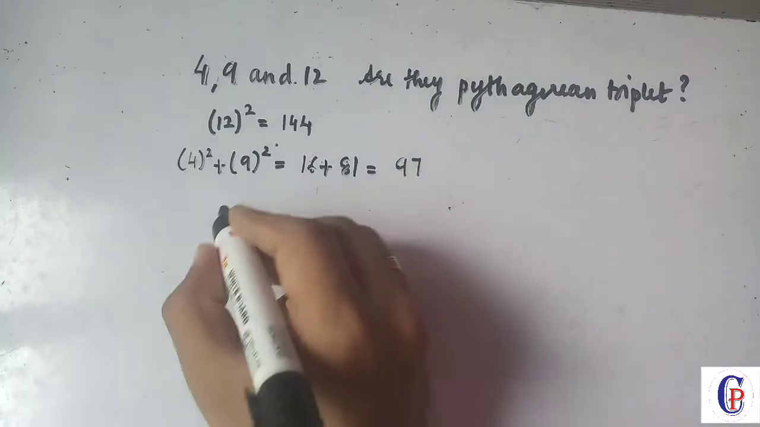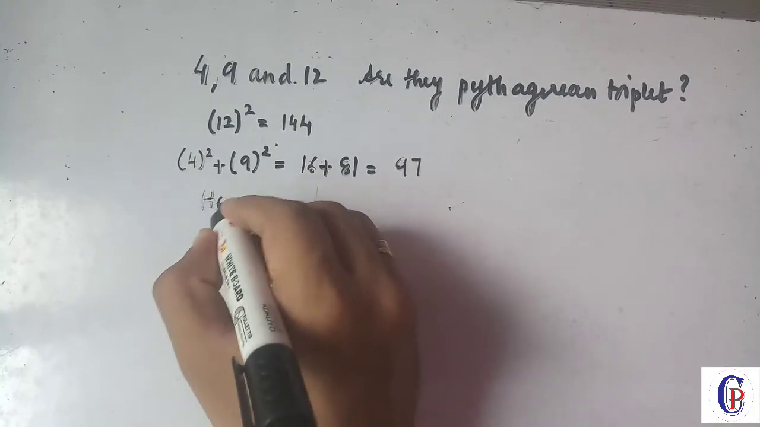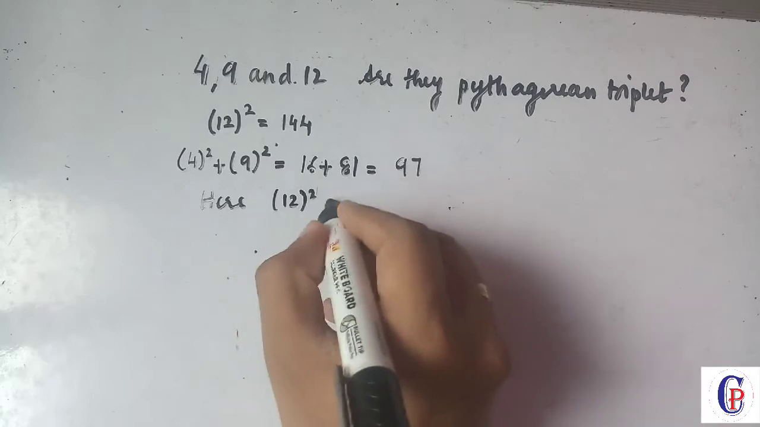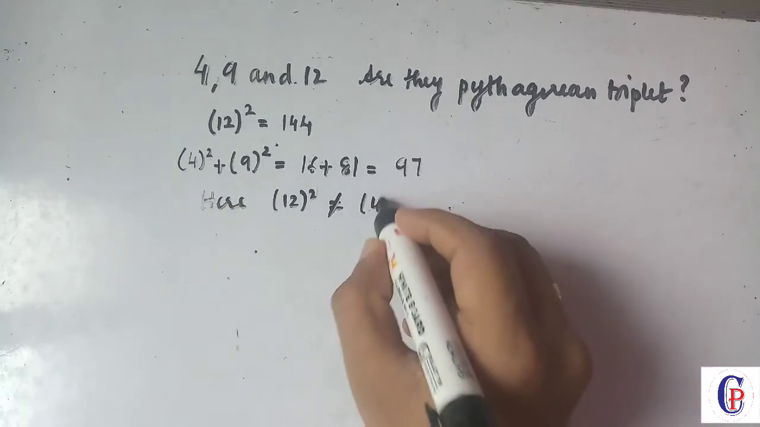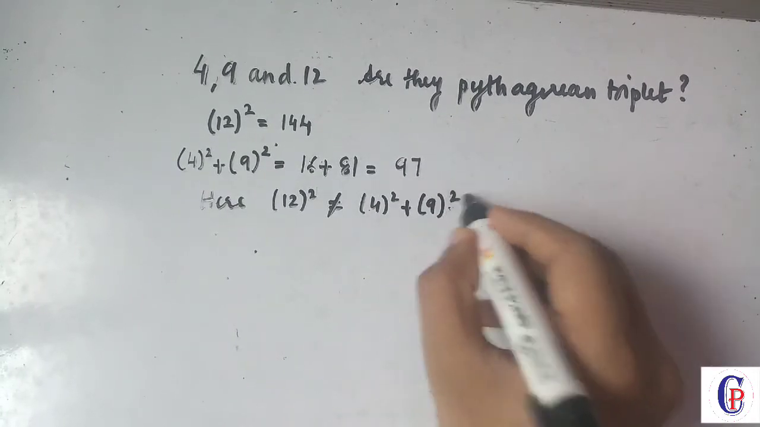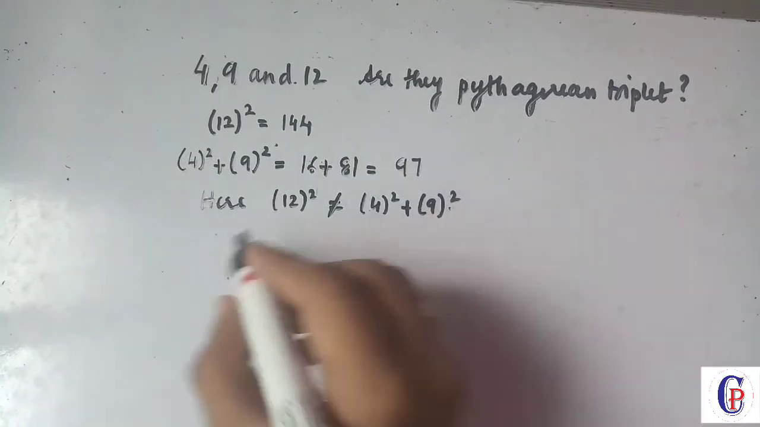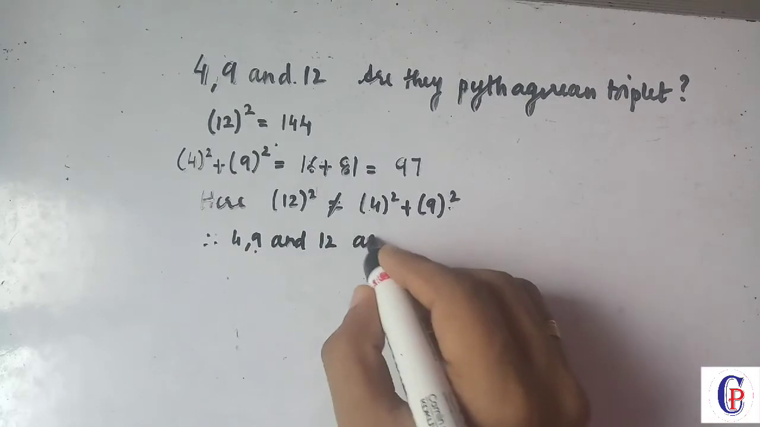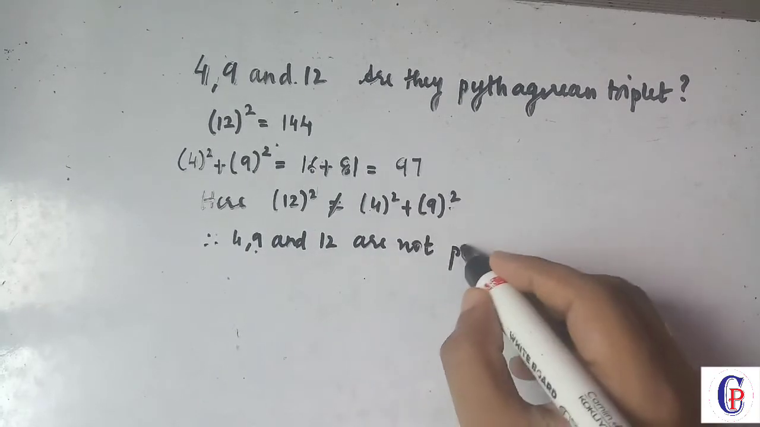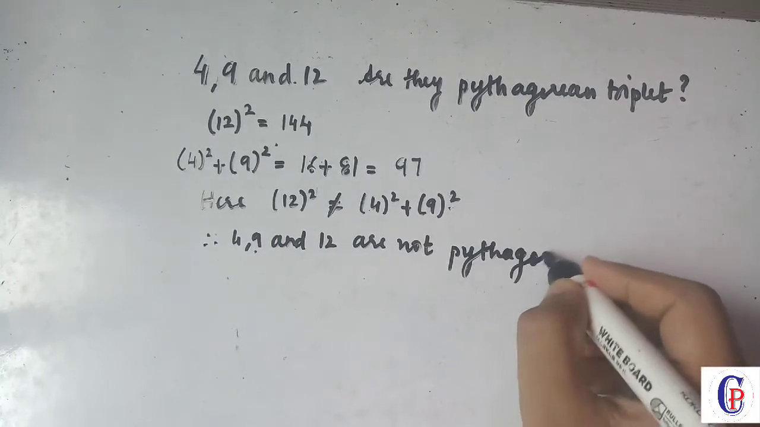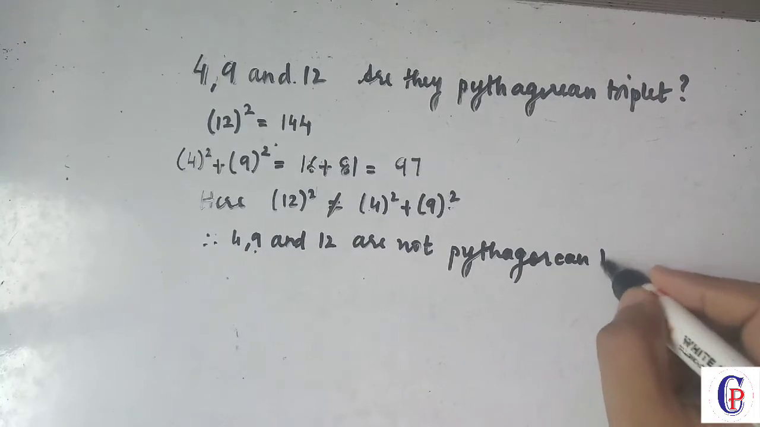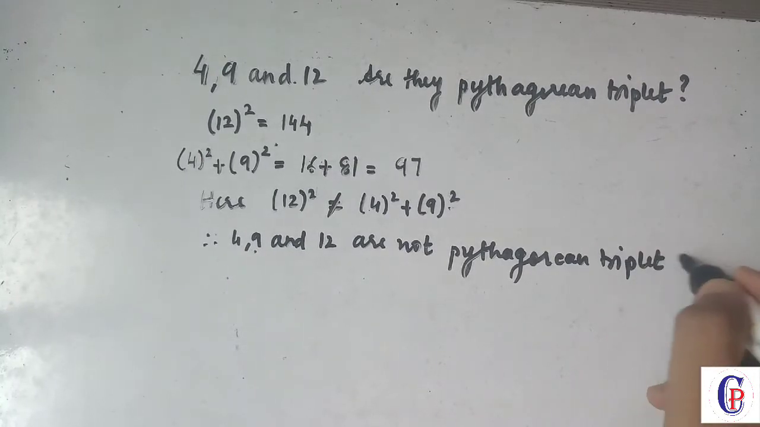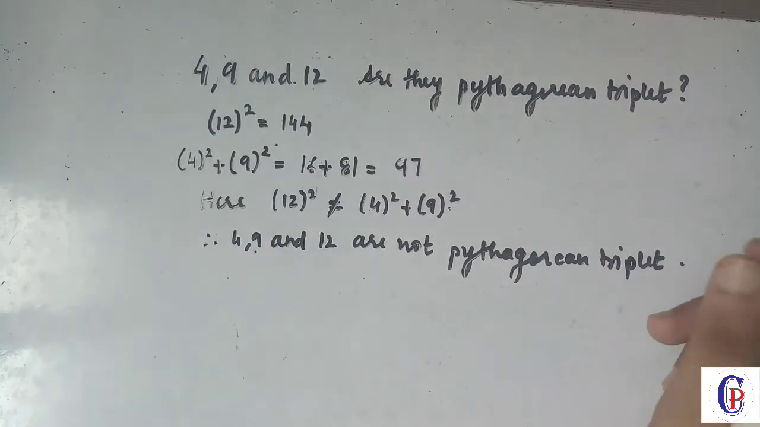We can see here that 12 square is not equal to 4 square plus 9 square. Of course they are not equal. Therefore 4, 9 and 12 are not Pythagorean triplet. I hope it is clear.